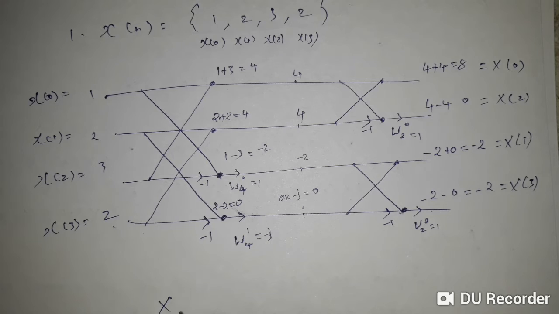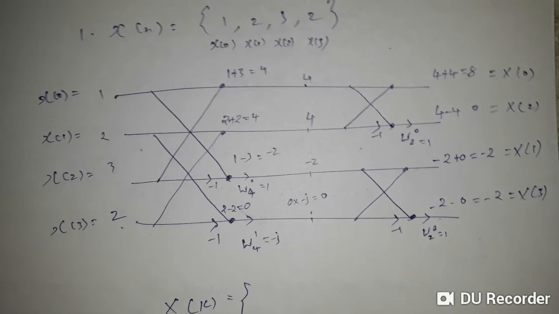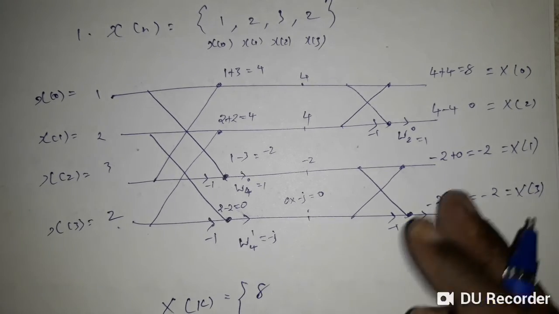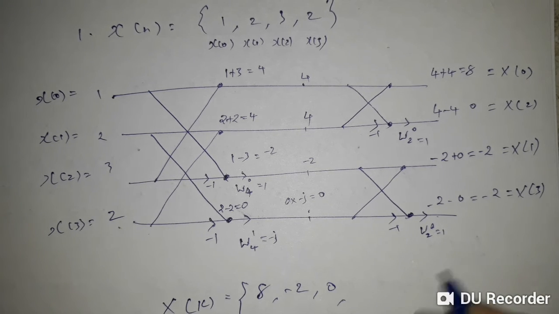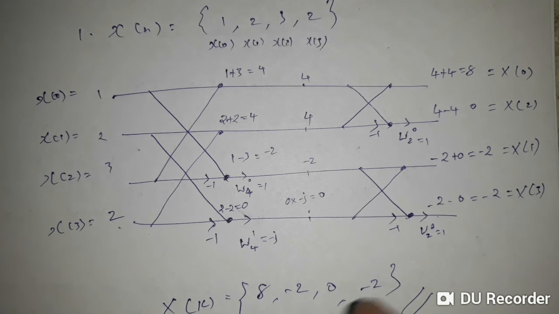Now while writing the answer, we have to write it in the perfect order. So first x of 0, that is 8. Then x of 1 is minus 2. X of 2 is 0. And x of 3 equal to minus 2. So this is the answer. Hope you understand the difference. So when you solve a couple of more problems, you will be more clear with the ideas.